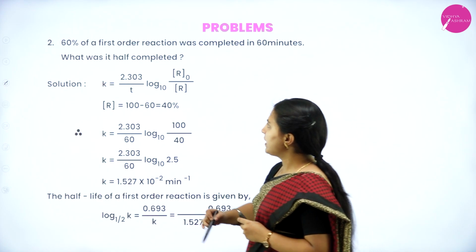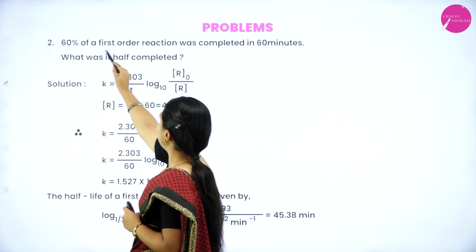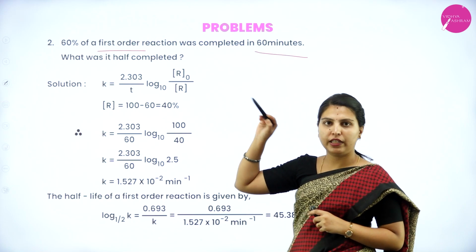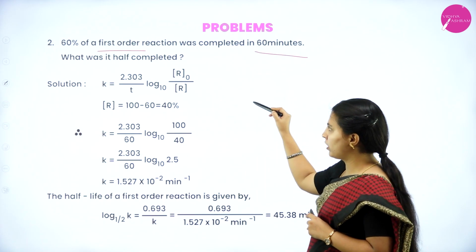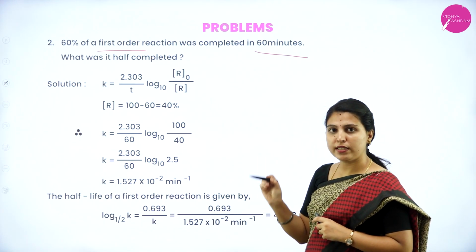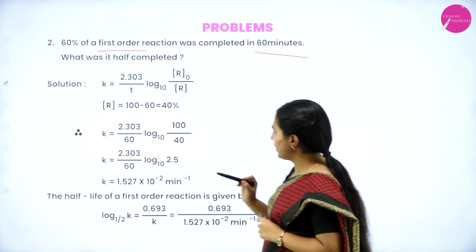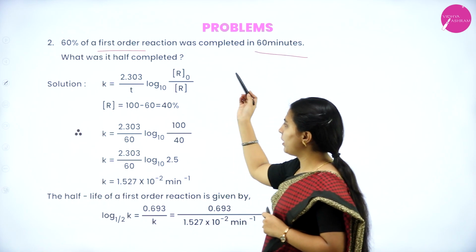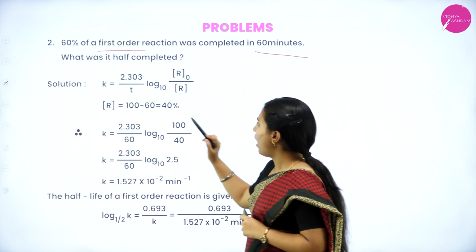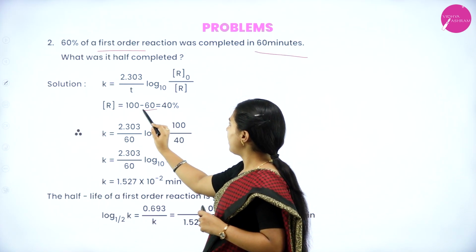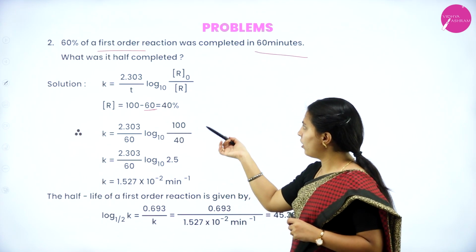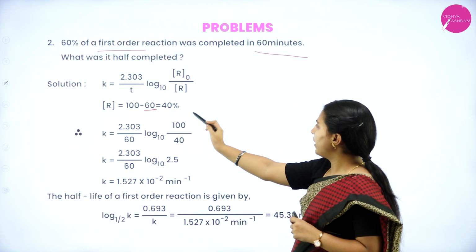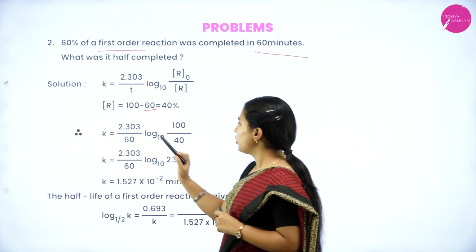Next problem: 60% of a first order reaction was completed in 60 minutes. What was the half life? This is also a first order reaction, but we have to consider the half life time. For first order reaction, K equals 2.303 by t into log 10 of initial by final. R equals 100 minus 60, because they have given 60 percent completed. So overall, in percentage terms, 100 is the total. So 100 minus 60 is 40%.